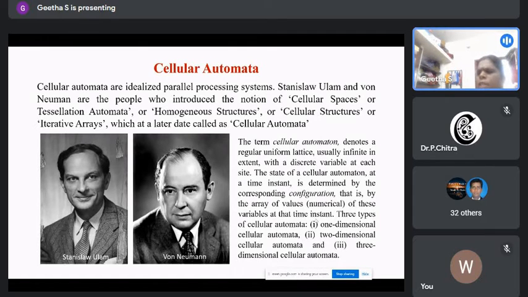There are three types of cellular automata: one dimensional, two dimensional, and three dimensional cellular automata. It is based only on the given time instant.